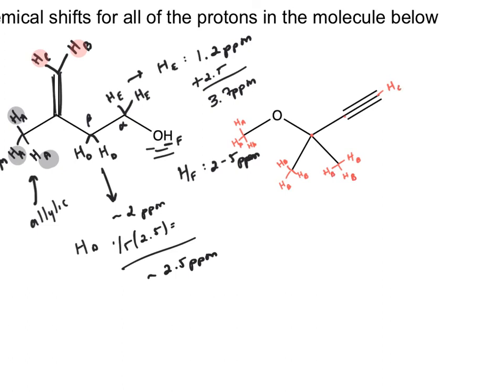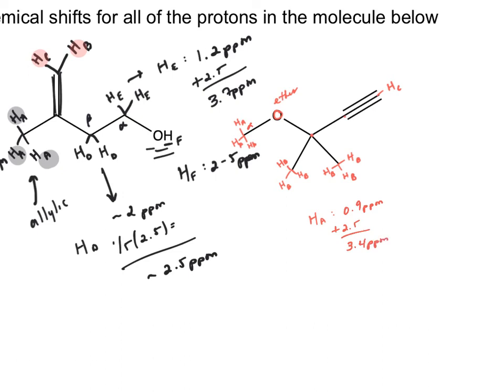And this guy will be HC. Okay, so we've got kind of a mixture here between the diamagnetic anisotropy effects and inductive effects. So first off, we'll start with HA. Here we have an oxygen, so this is an ether. HAs are alpha to an ether. So again, normally we'd find them at 0.9, but because they're alpha to an ether, we're going to add 2.5. So that gives us 3.4. So that's where we expect to find them.